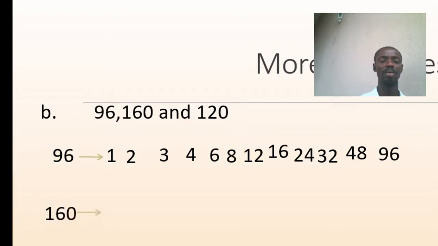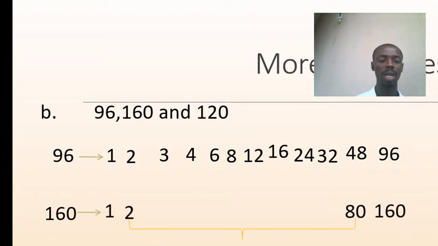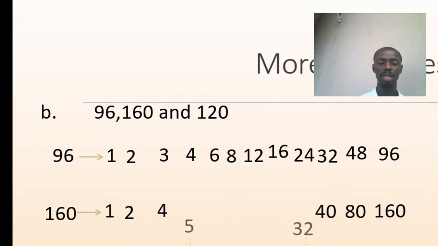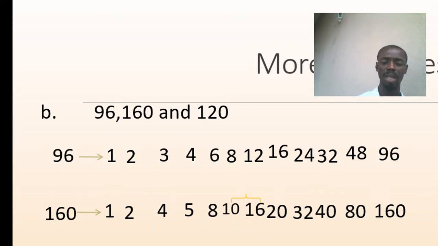Now, for 160, I'm having 1 and 160. I should be having 2 and 80. I should be having 4 and 40. Should be having 5 and 32. Should be having 8 and 20. I should be having 10 and 16. So, as these numbers are coming out in pairs, just multiply them together, you have 160.